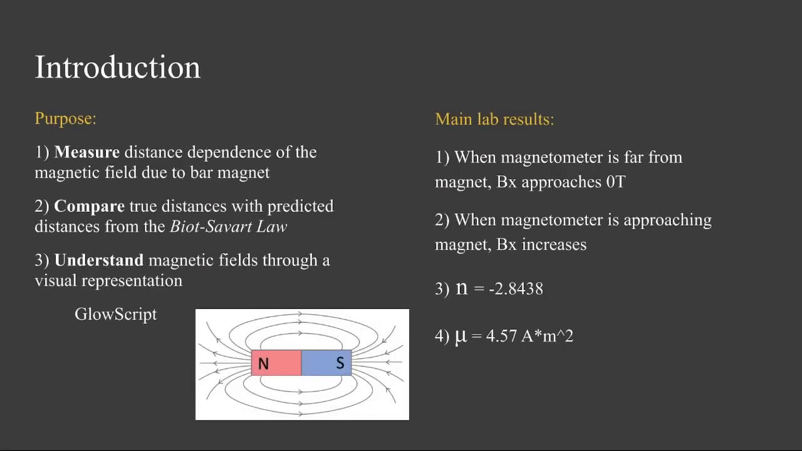The purpose of today's video is to measure the distance dependence of the magnetic field due to the bar magnet and compare the true distances with the predicted distances from the physics law. We also want to understand the magnetic fields through a visual representation, and we'll do this through GlowScript.